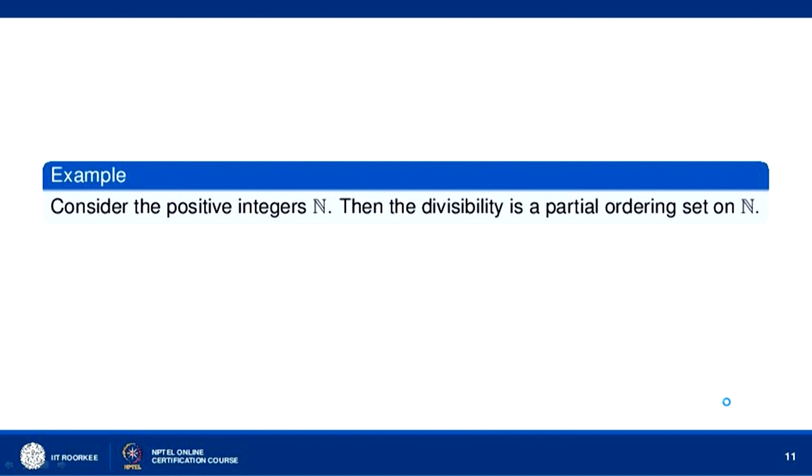Now, consider the set of positive integers, the set of natural numbers N. Then divisibility is a partial ordering on the set N. Let us prove that. First, reflexive. Let A belong to N, A be a positive integer. Then we know A divides A, hence A is related to A. So, this is valid for any A belonging to N.